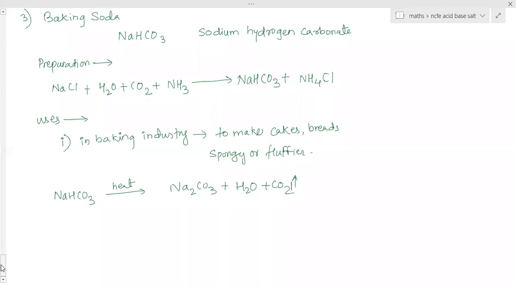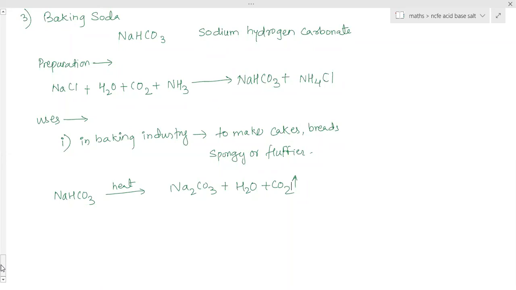But earlier, due to the presence of carbon dioxide, the holes are formed. So the presence of those holes makes the cakes or breads fluffier. When you see the breads, you will see there are many holes in them. It will not be full plain batter. You will see many holes in between. So those holes are due to the trapping of this carbon dioxide gas.